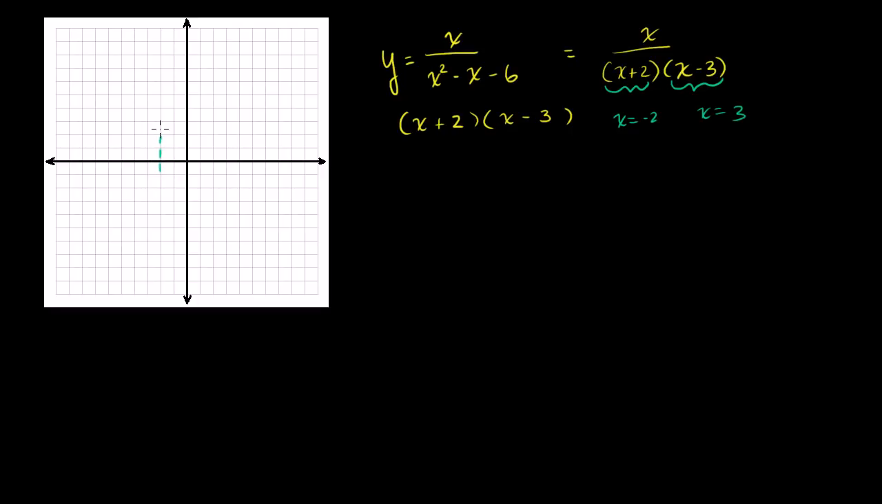So vertical asymptotes at x is equal to negative 2. So there's a vertical asymptote right there. And the other vertical asymptote at x is equal to 3. 1, 2, 3. There is our other vertical asymptote. Now, let's think about horizontal asymptotes, or if there are any.